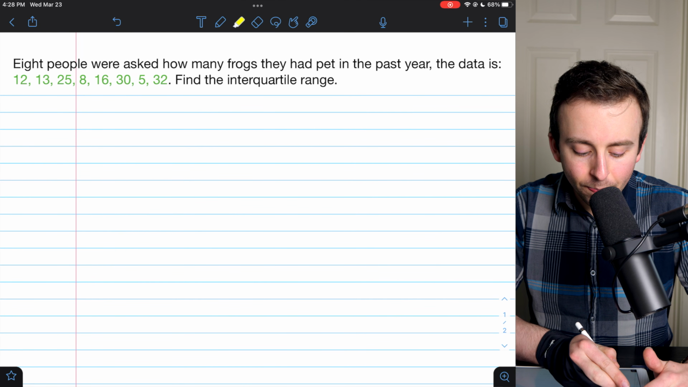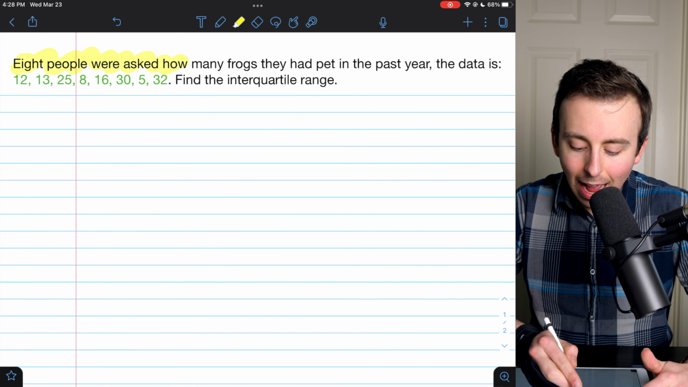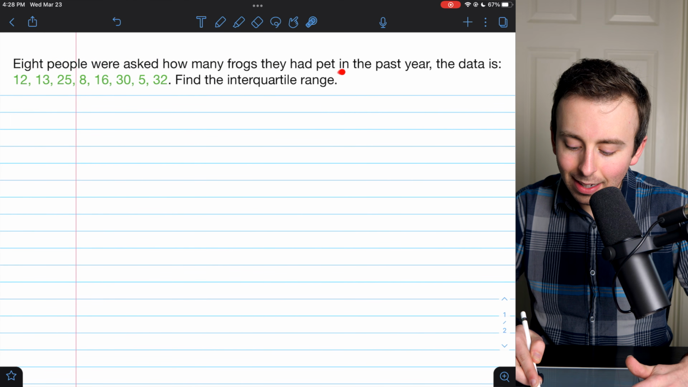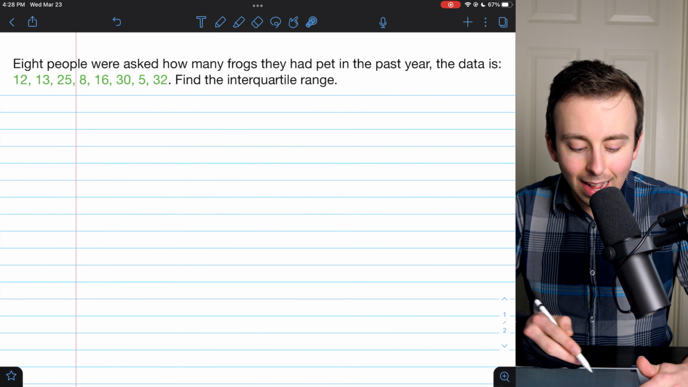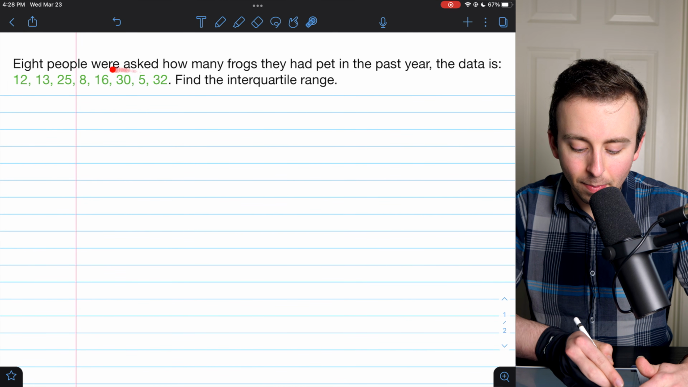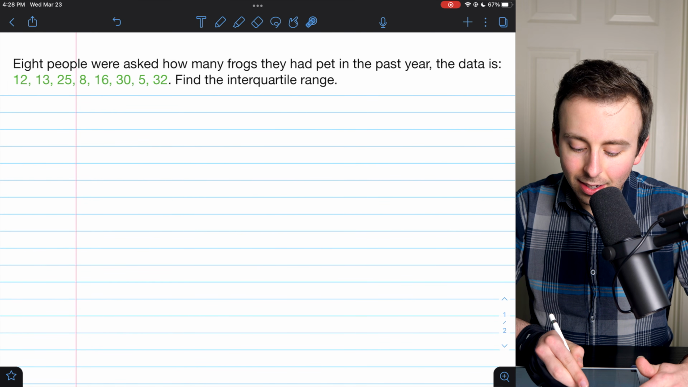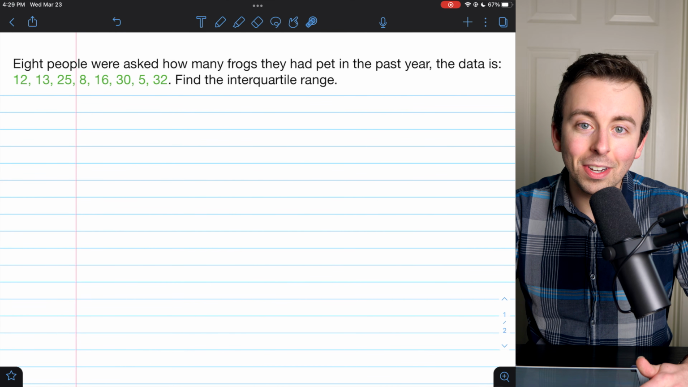Here's the situation. 8 people were asked how many frogs they had pet in the past year. The data is, and there's our data, 8 data points, and we are asked to find the interquartile range.